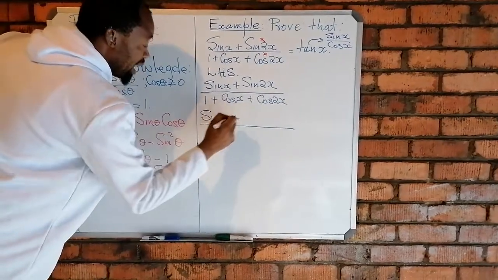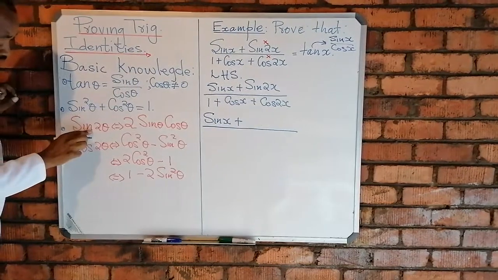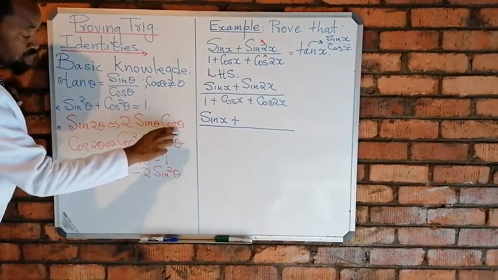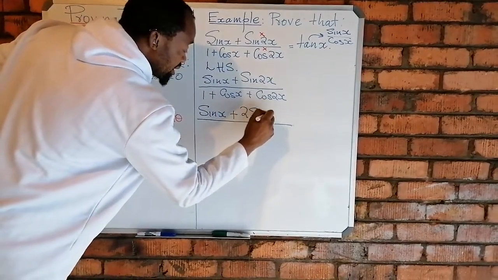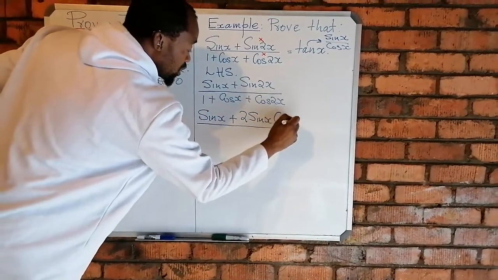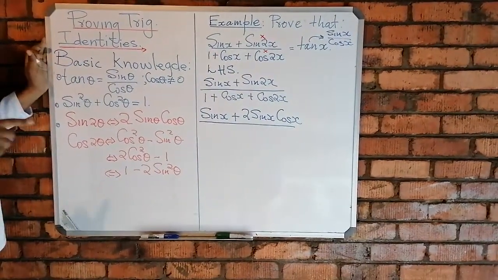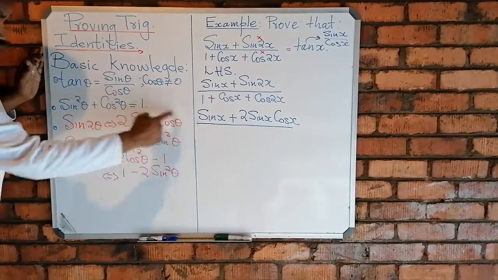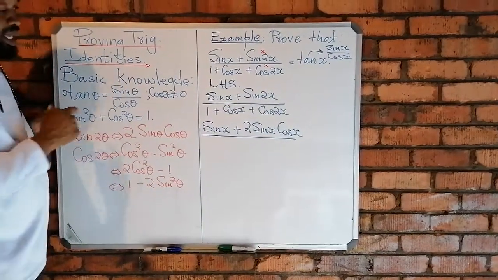Sine x plus... Now I know that it means 2 sine x cos x. That is 2 sine x cos x. And remember, in your information sheet, it would be provided. These would be there. Now we go to the denominator.